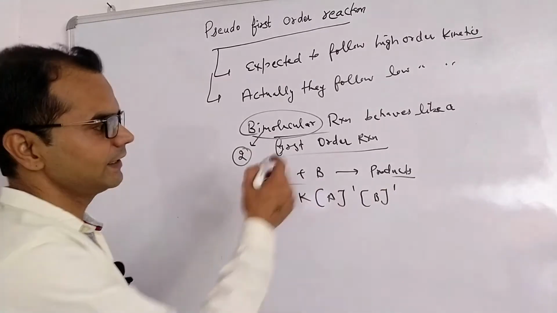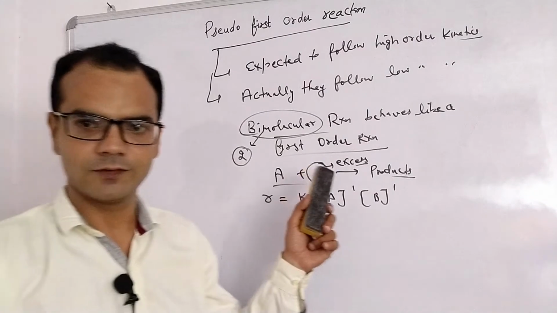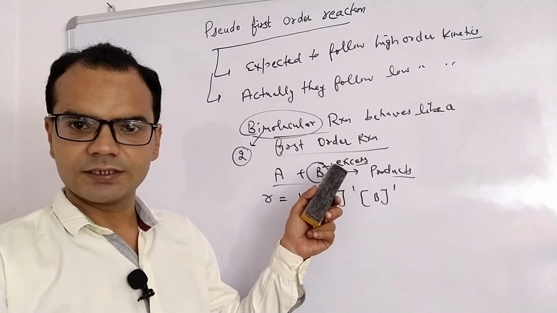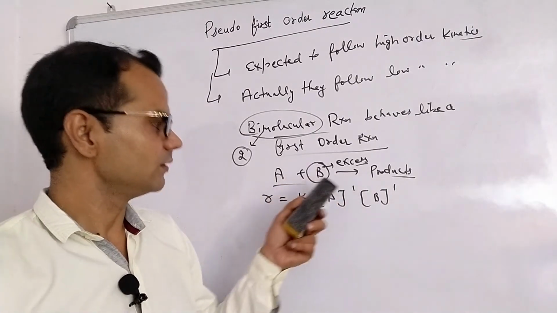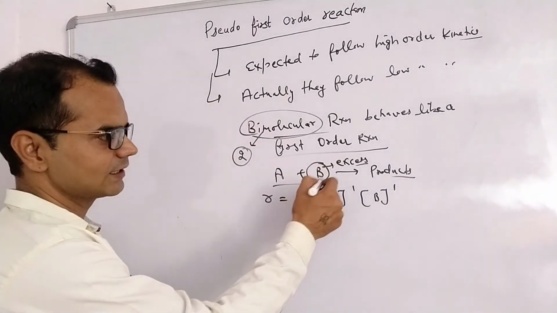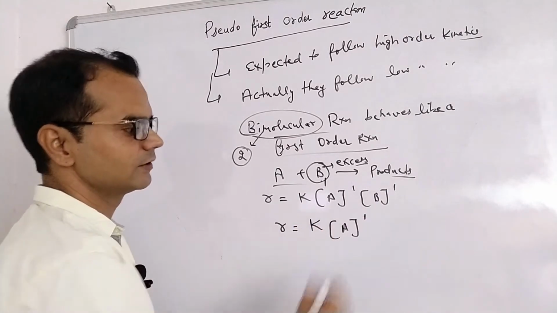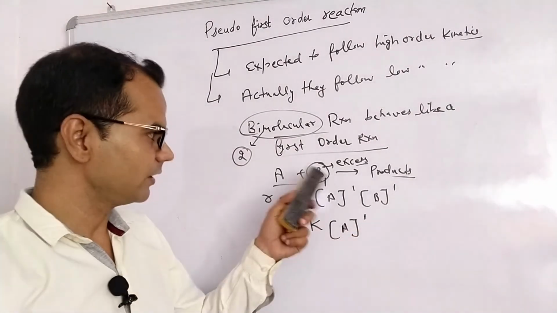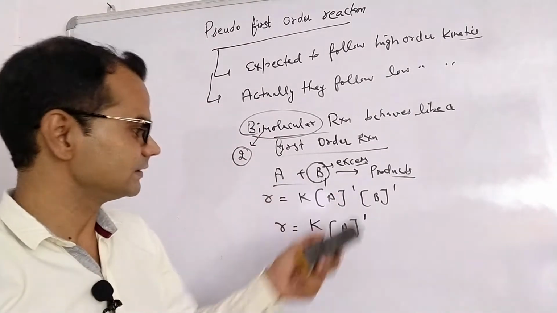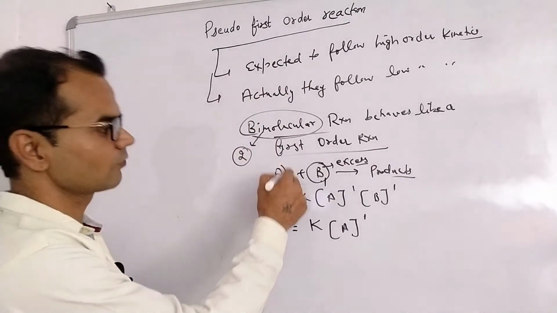But if one of the reactants is taken in excess, then there is no significant change in its concentration. Means the rate will not depend on that concentration term. So if B is taken in excess, then R is written as R equal to K [A]^1. So now the rate will not depend on the concentration of B. So now this is first order kinetics, pseudo first order kinetics with respect to A.